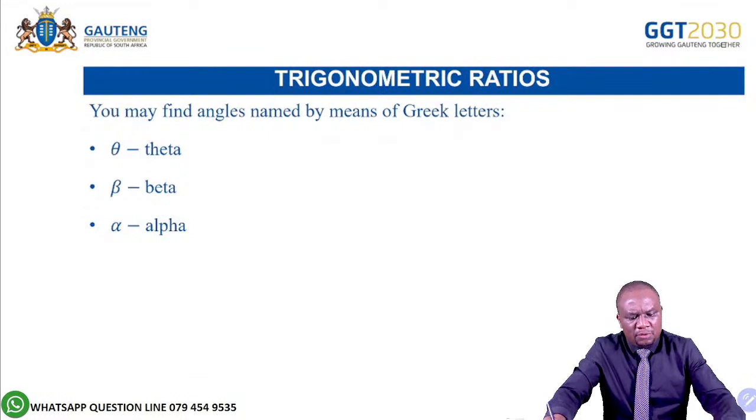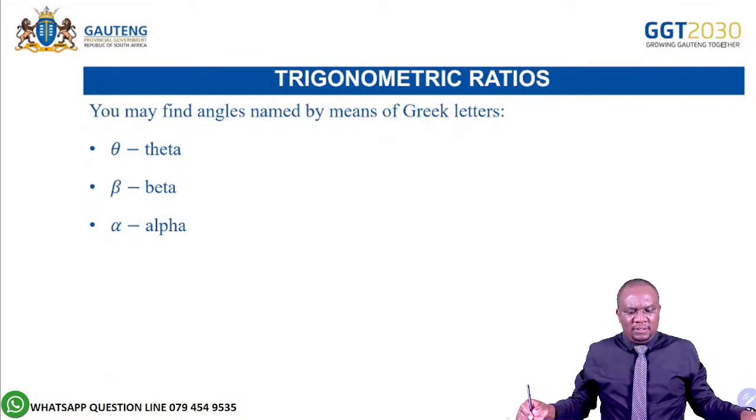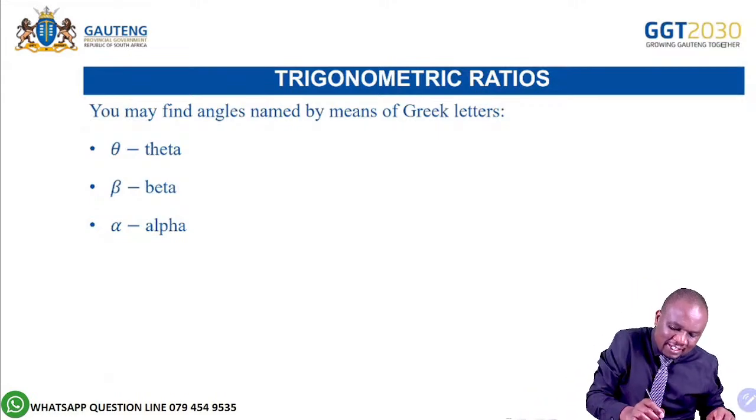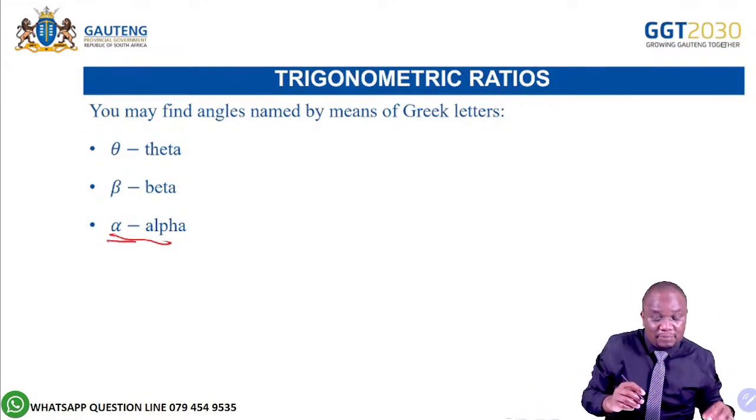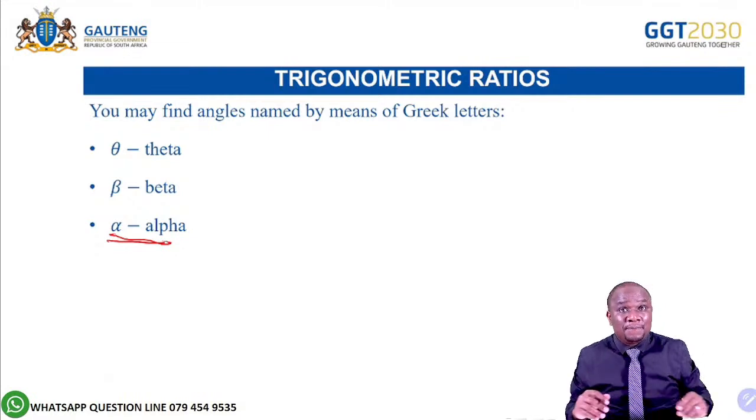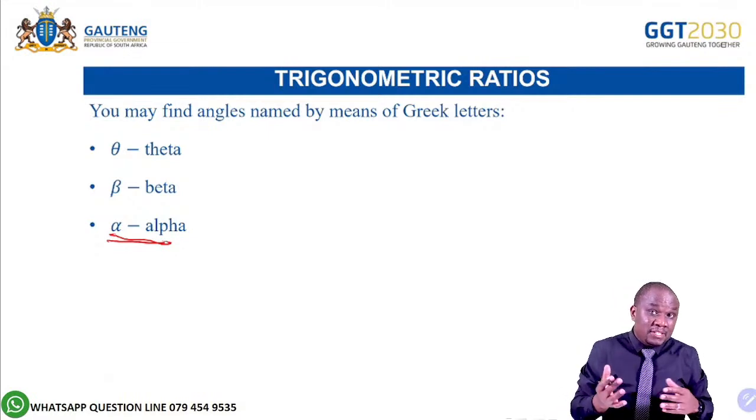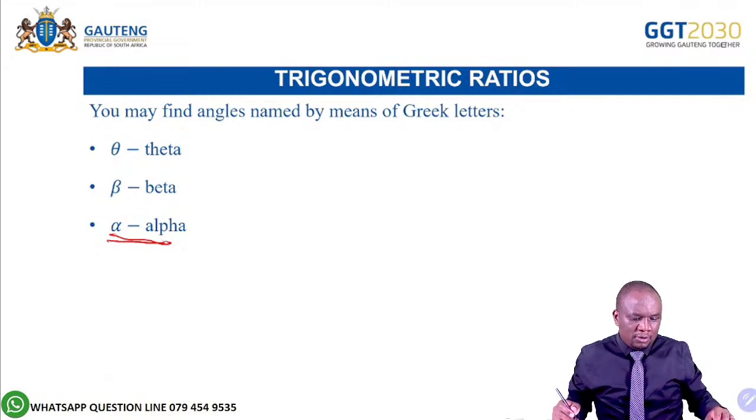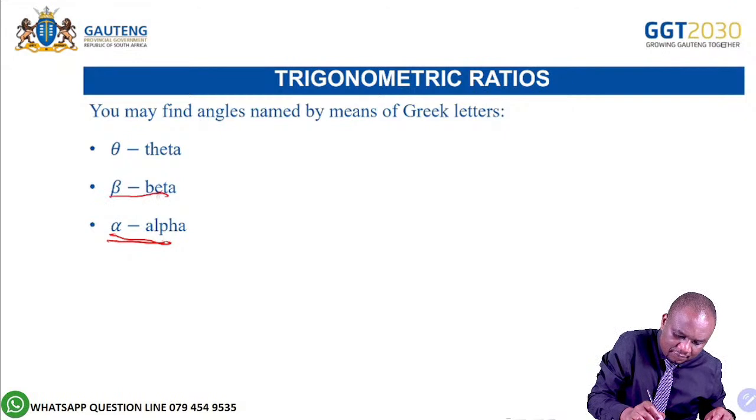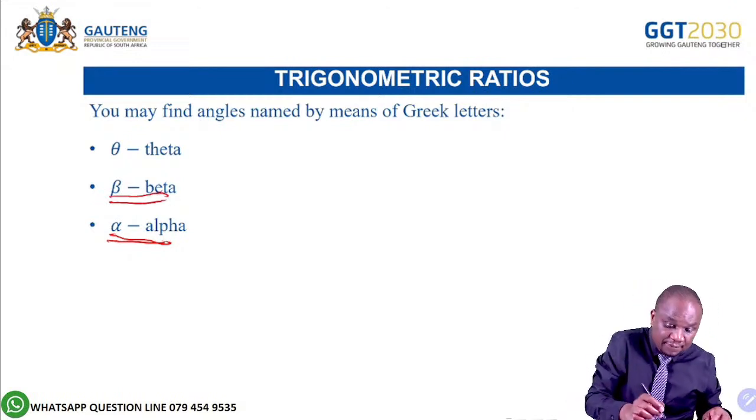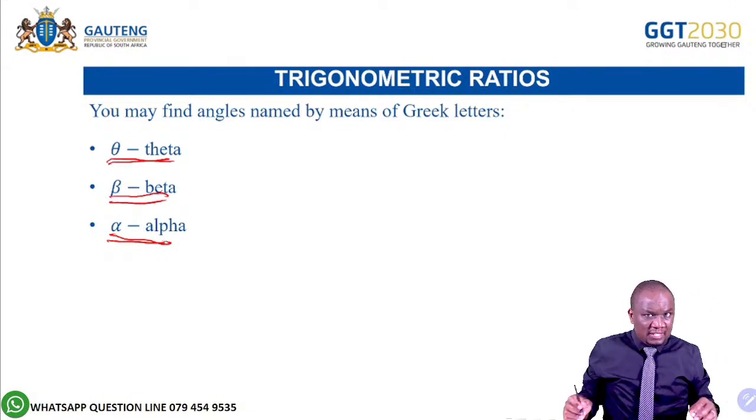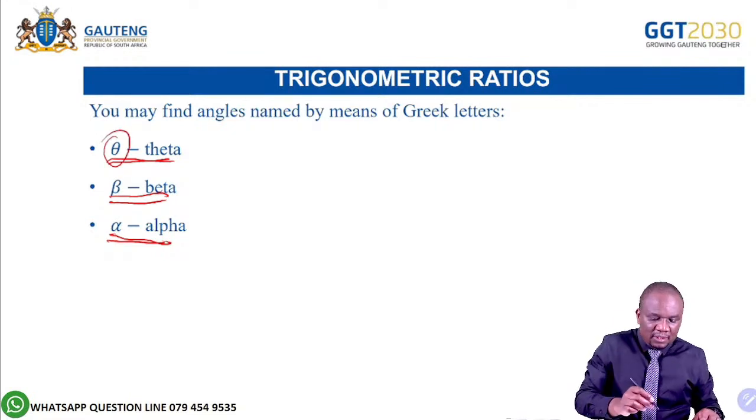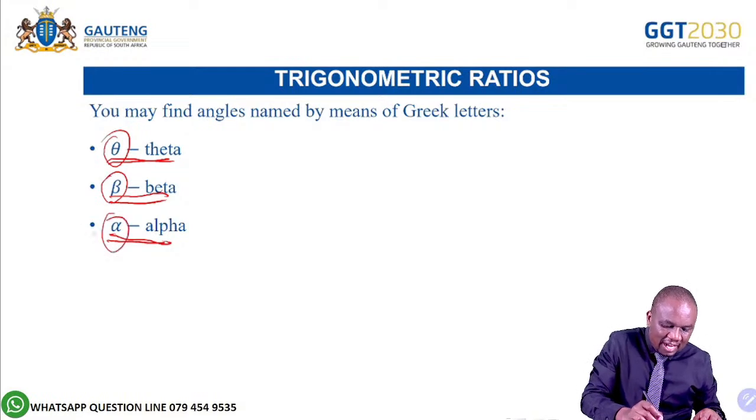Right. So you may find angles named by means of Greek letters. So you've heard me saying angle alpha. This means alpha. That's the sign for alpha. Some of you are doing physical sciences, so you know you use this a lot. Beta, theta. You see that? So you may find that this means theta, this means beta, this means alpha.